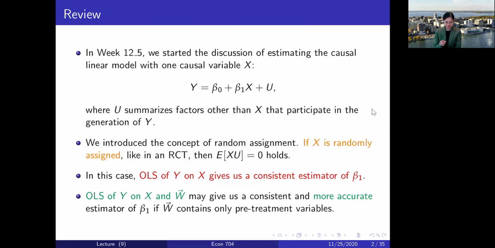On the other hand, in a randomized control trial, if we also have some other pre-treatment variables collected for the individual, say W, we discussed in the last video that we can choose to use these W's in the OLS regression as additional explanatory variables. And we showed that using these additional covariates will still give us a consistent estimator. And in fact, in general, it gives us a more accurate estimator of beta 1.